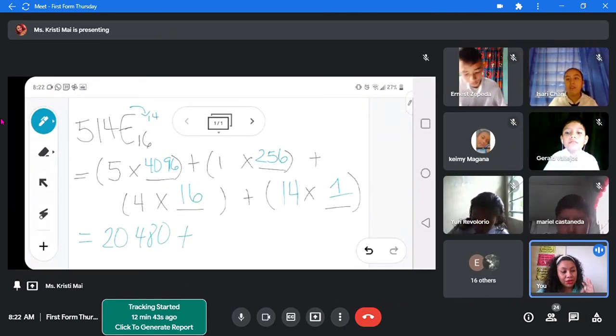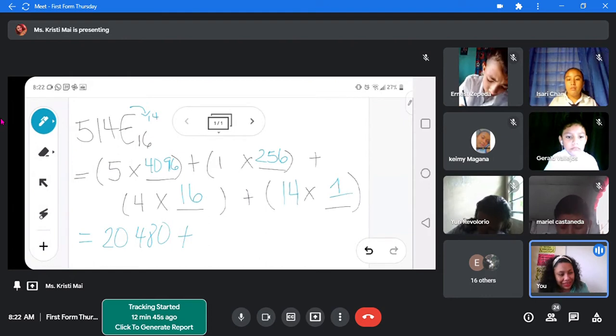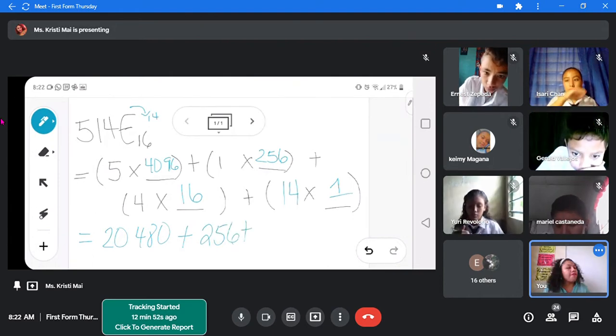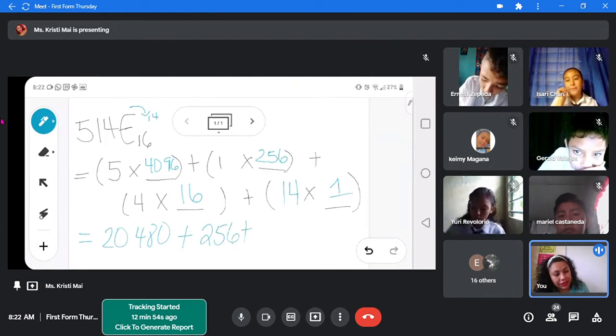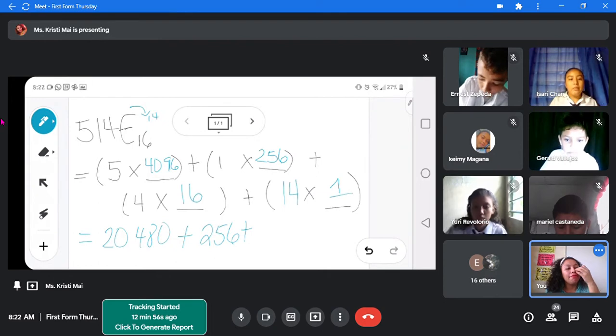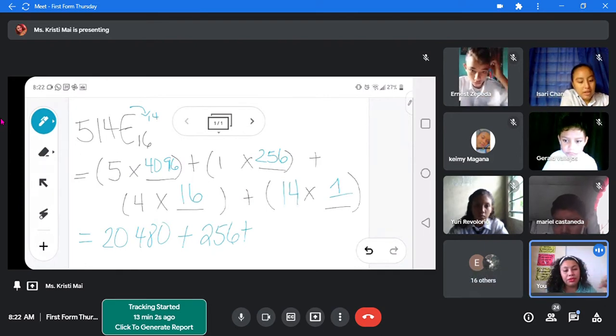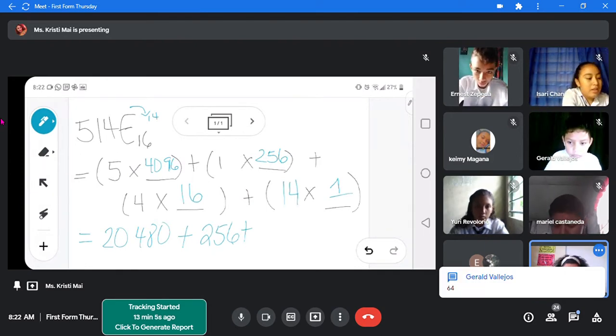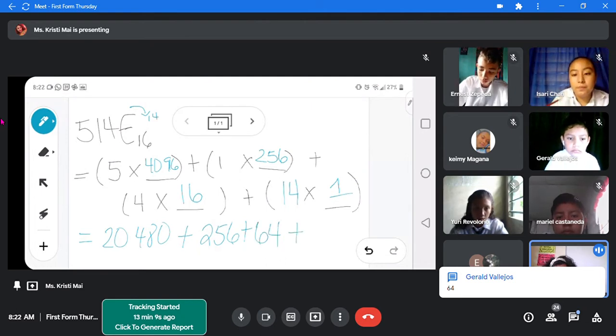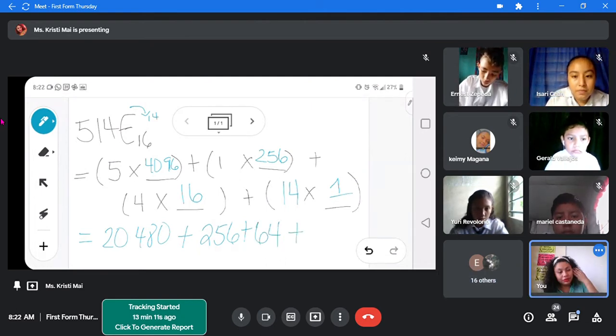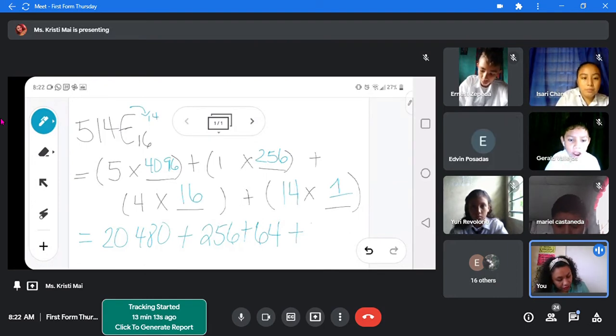1 times 256, I can do that. 1 times anything gives me the same thing, right? So that gives me 256. 4 times 16. 4 times 6 is 24, and 4 times 1 gives me 4, and 2, 64. And 14 times 1 gives you 14.